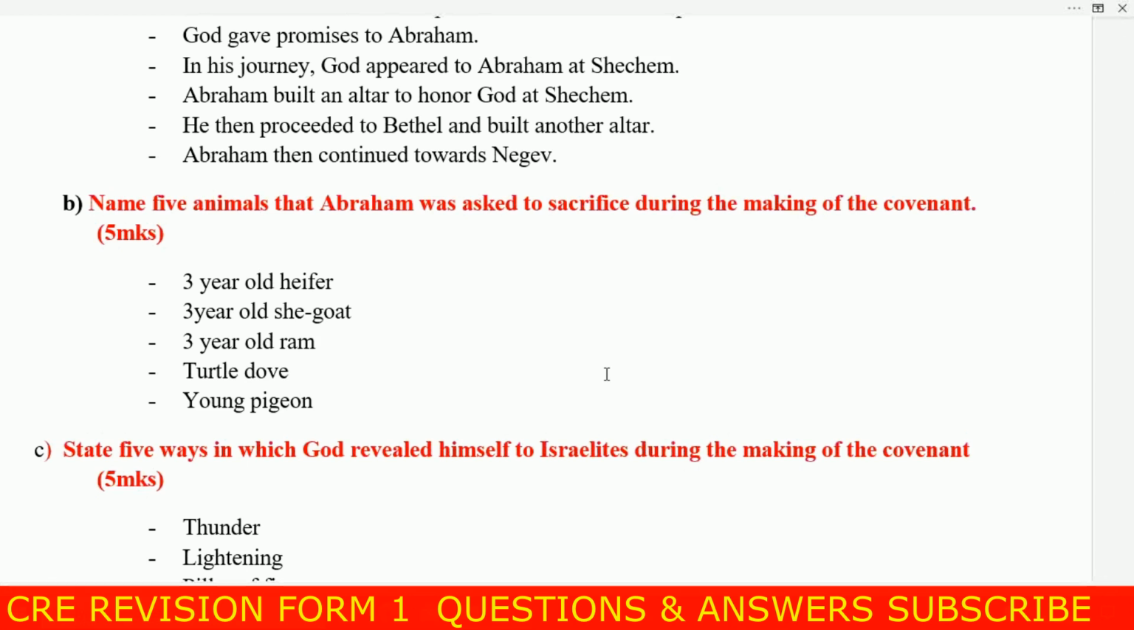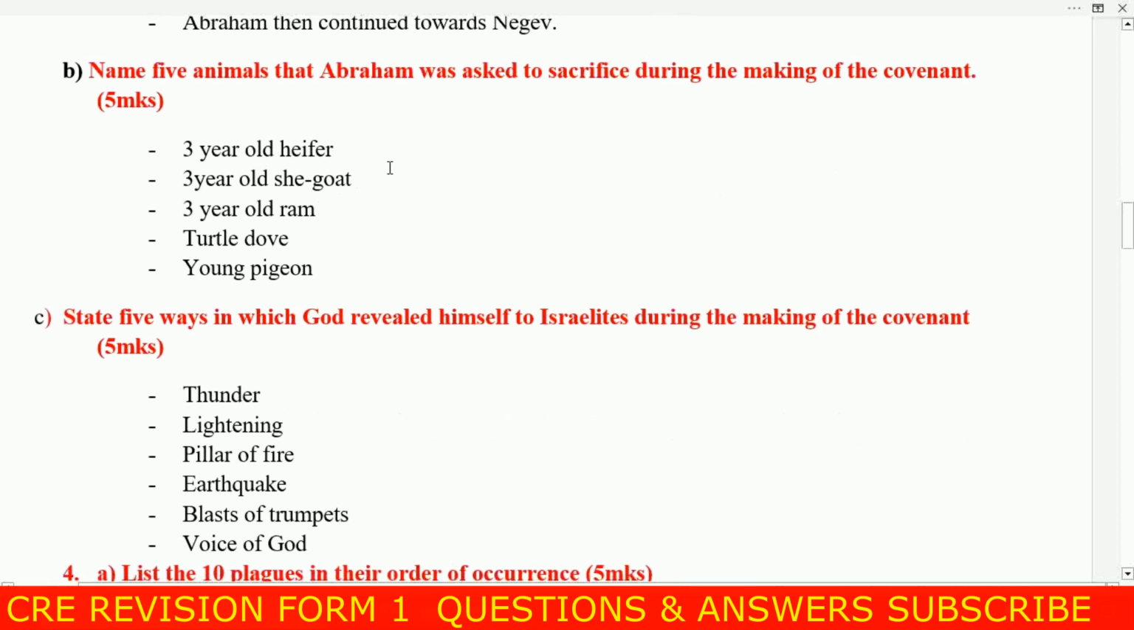So he was told to give a 3-year-old heifer. Number 2, a 3-year-old she-goat. Next, a 3-year-old ram. Next, a turtle dove. Next, a young pigeon. You can see those are the things that he was told to give as a sacrifice for the covenant.